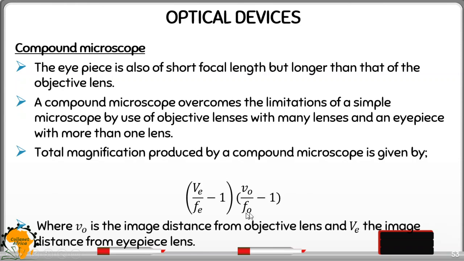So the total magnification is V over F minus 1. This is for the first one, that is the eyepiece. And this one is for the objective. So that way you are able to get a magnified object or a magnified image.